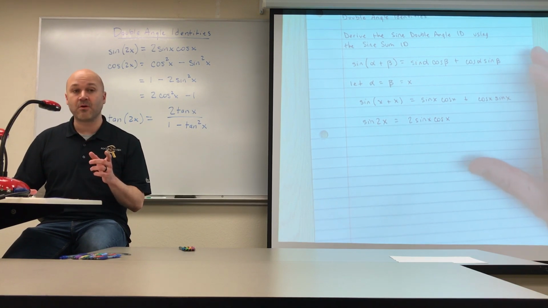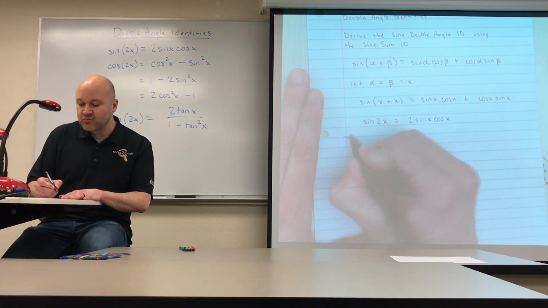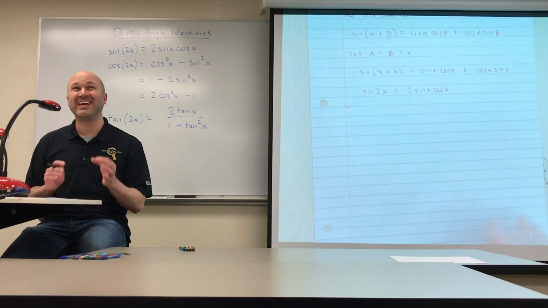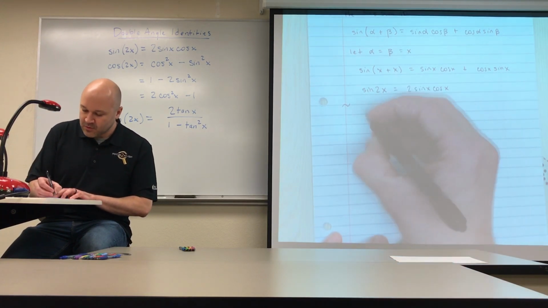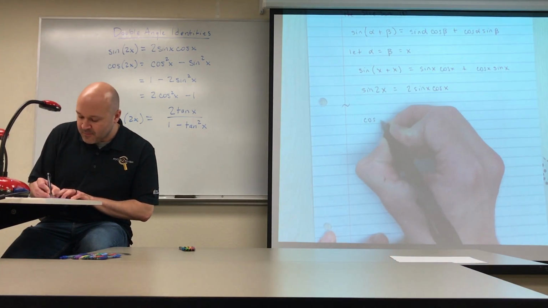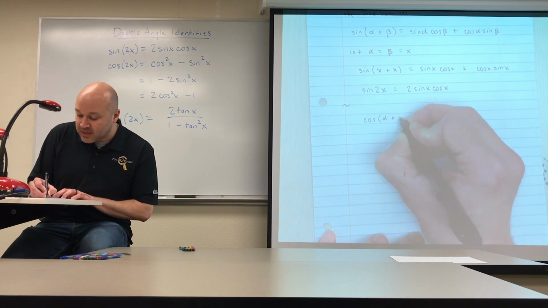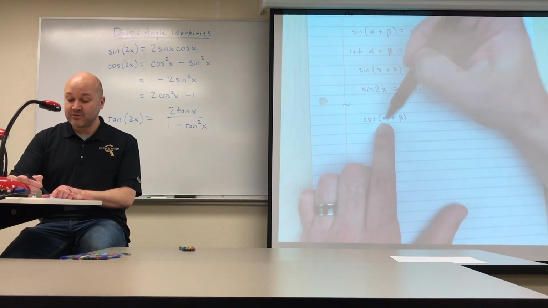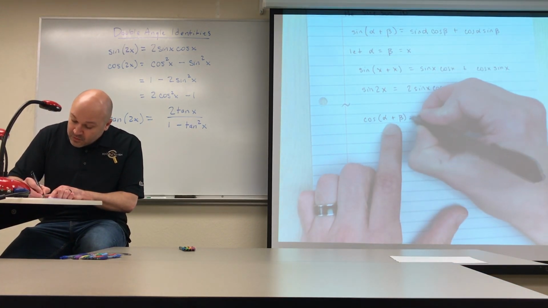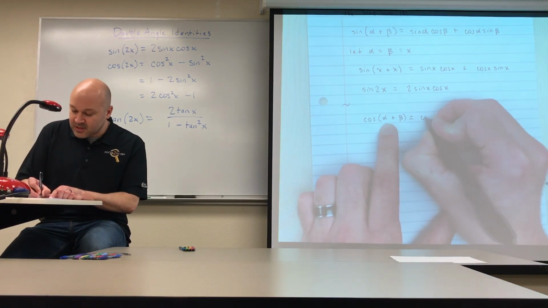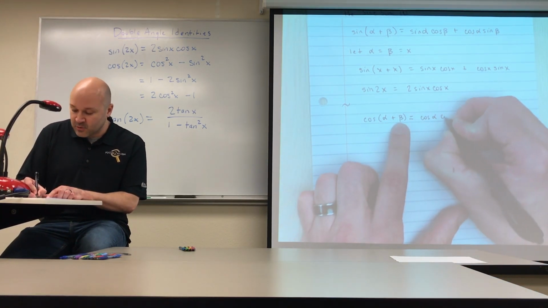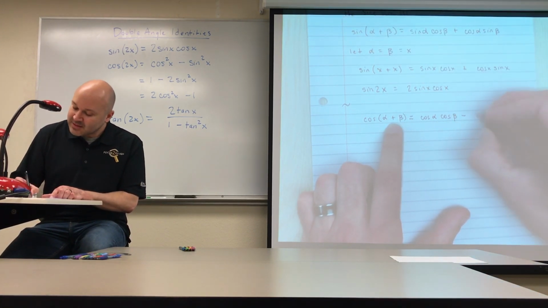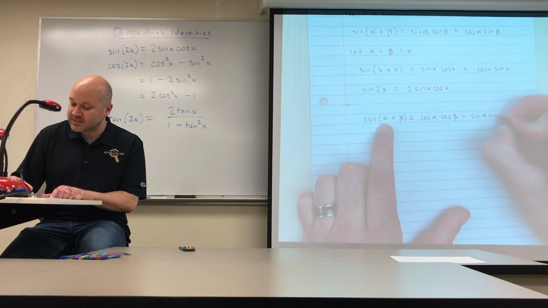I'd like to do the same for cosine. I'd like to derive cosine's double angle. Similarly, I'm going to start off with the cosine sum identity. So, hopefully you have this memorized by now. If you have cosine of alpha plus beta, that is, I'm evaluating cosine of two angles being added together, the cosine sum is cosine of the first angle times cosine of the second angle minus sine of the first times sine of the second.